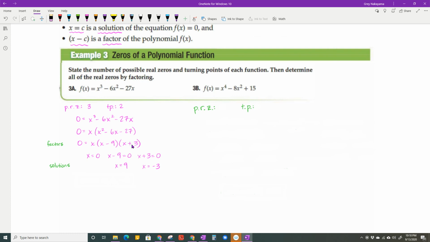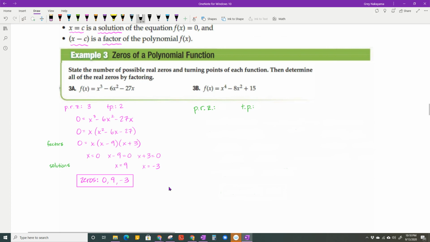Now, what are the real zeros? The real zeros are 0, because you can't forget that first one, 9, and negative 3. So those are the zeros of this polynomial. Generally when you're asked for zeros, you don't say x equals. If you're asked for a solution, then you would say x equals.